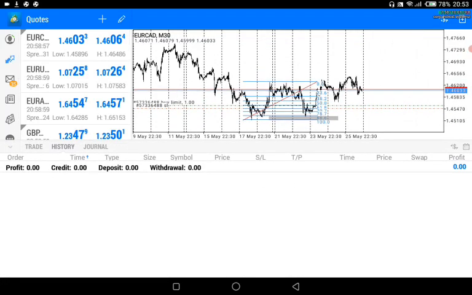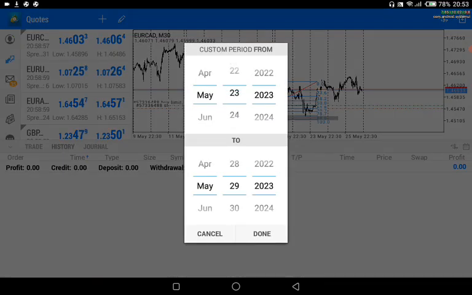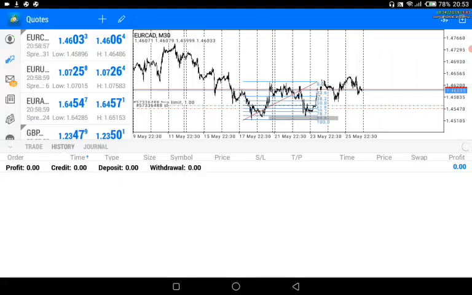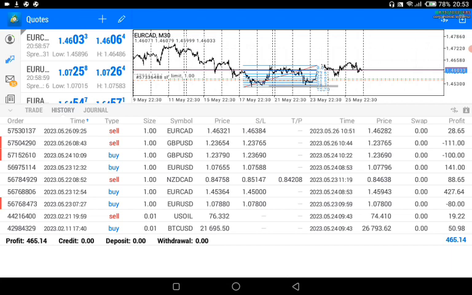This is my trade for last week, 22 to 26. $465. I made 3 losses. I'm going to cover the two best trades, and I'm going to analyze them.